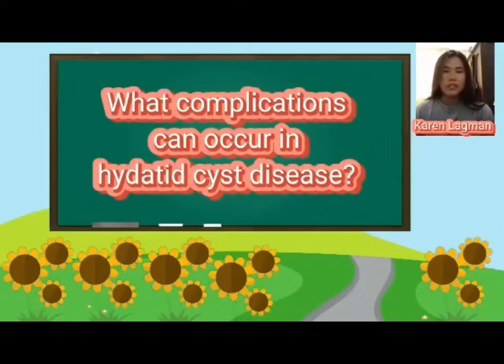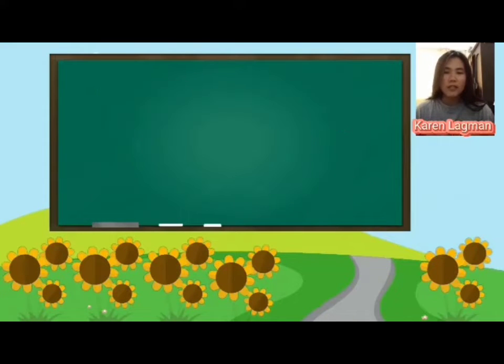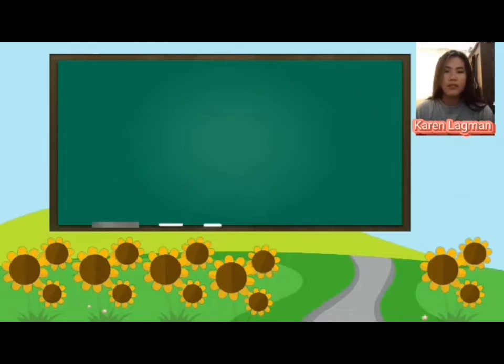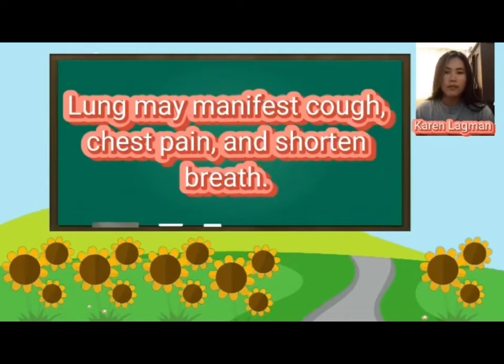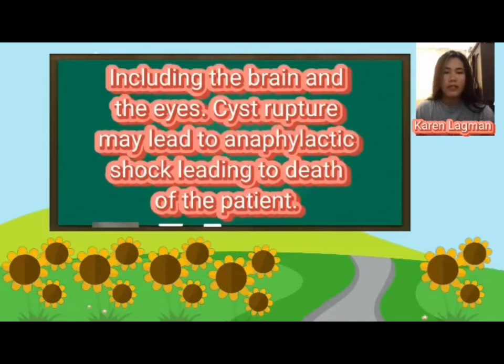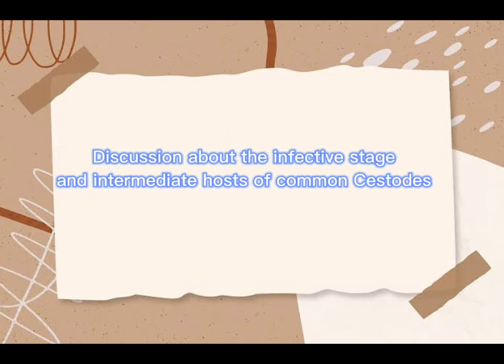What complications can occur in hydatid disease? Involvement of the liver may result in obstructive jaundice. Patients with lung involvement may manifest with cough, chest pain, and shortness of breath. Other organs that may be infected include the spleen, kidneys, heart, bone, and central nervous system, including the brain and the eyes. Cyst rupture may lead to anaphylactic shock, leading to death of the patient.